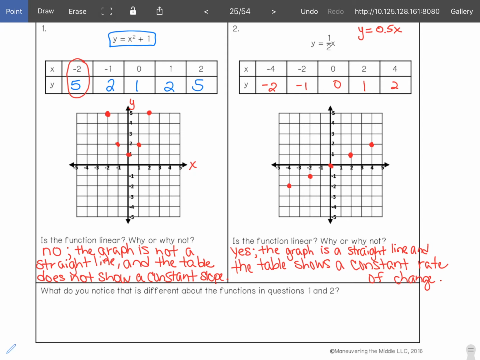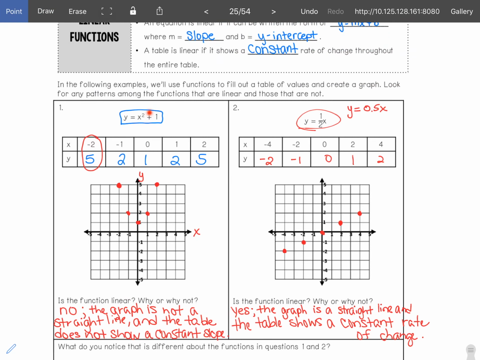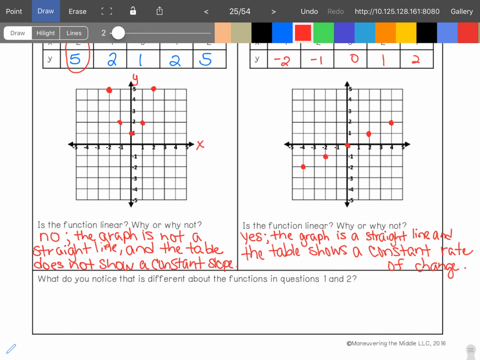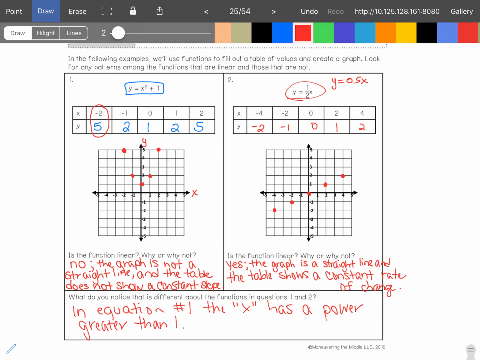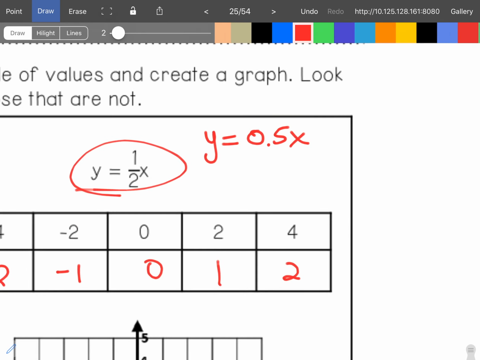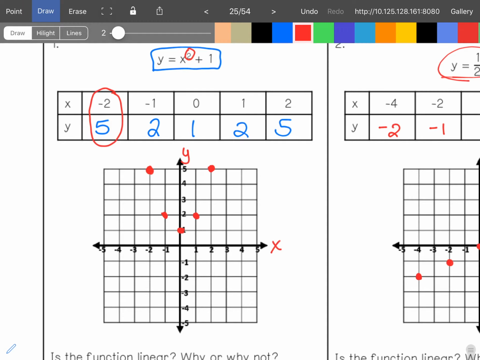Okay, sorry about that. So the difference in the equations, if you look, is we have, do you see this x squared right here? When you have the x raised to an exponent, it's not going to be linear. So we need to write something along those lines. Let's see, we could say in equation number 1, the x has a power greater than 1. All right, that's different than number 2, because if you look at number 2 and you look at the x, it doesn't look like it has a power. It does have a power of 1, but that's okay. That will still be linear. But if it has a power greater than 1, it's not going to be linear.